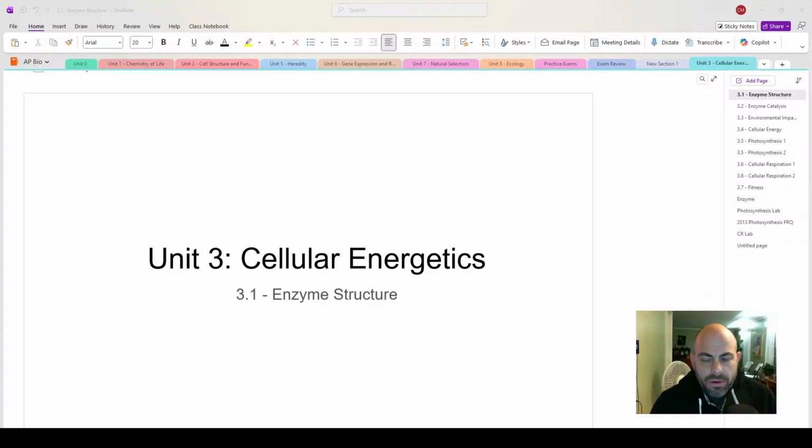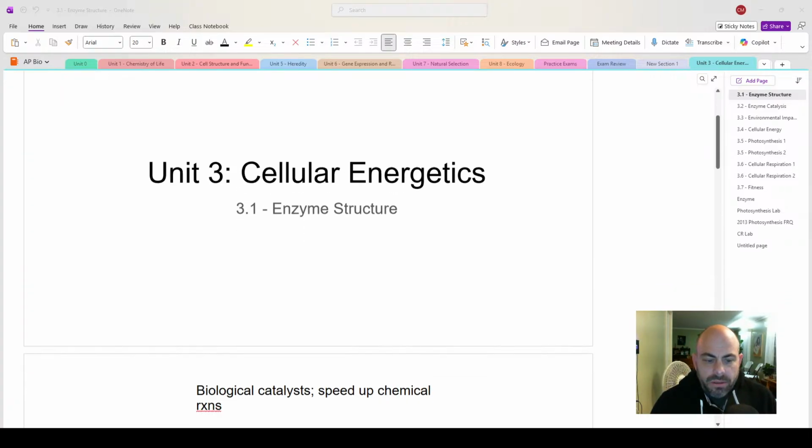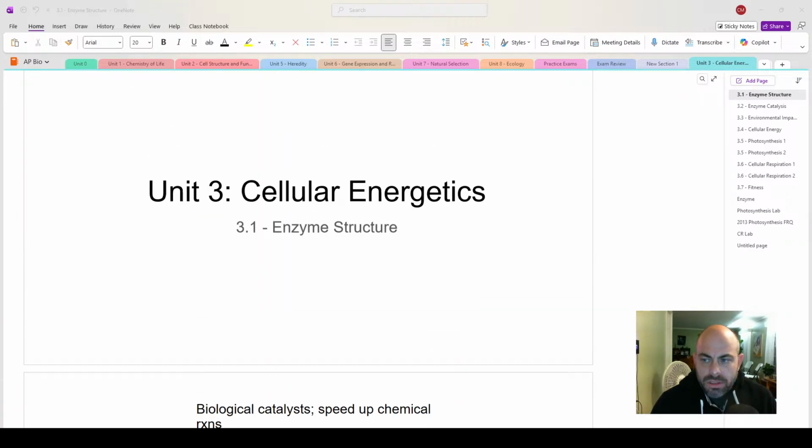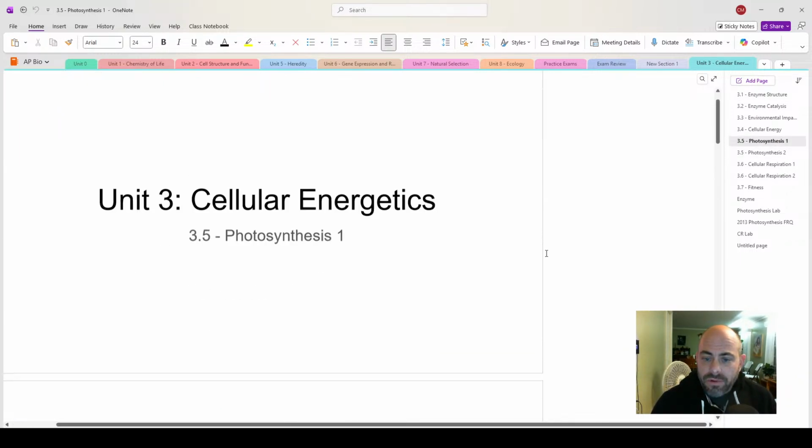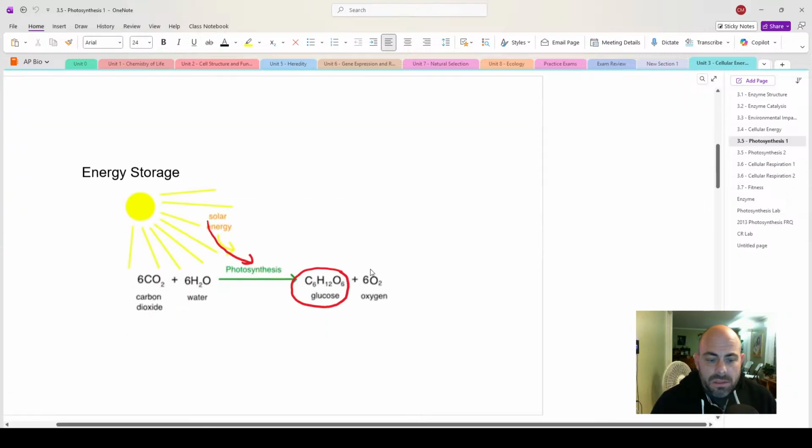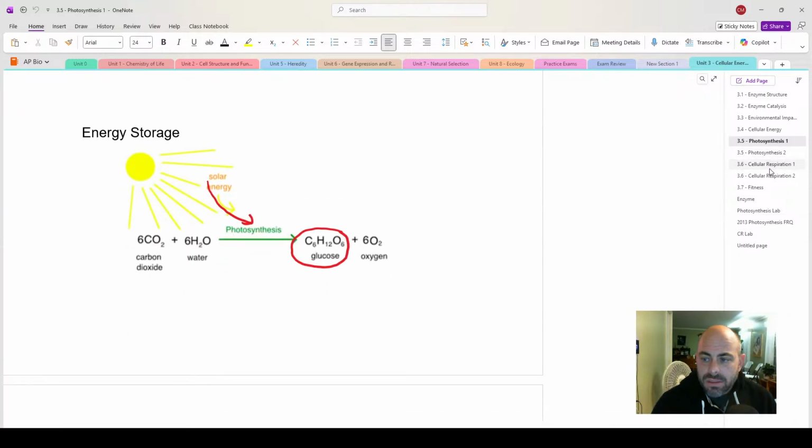So here we are doing some Unit 3 review. I got Unit 3 pulled up here, all the things from Unit 3. Remember, Unit 3 goes all the way back to enzymes. You probably done forgot. And we got cellular respiration and photosynthesis. All the fun things.